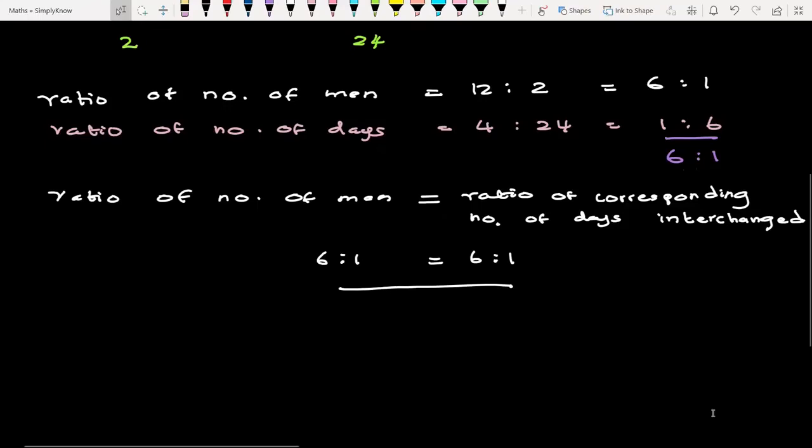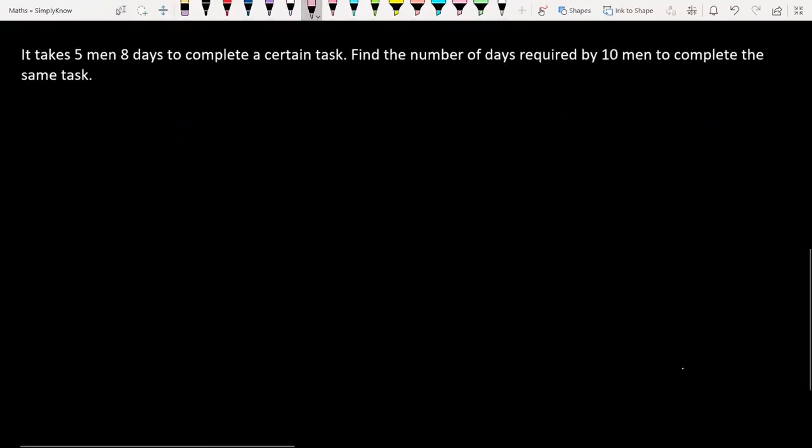So using this knowledge, shall we try to solve a problem? Let's say it takes 5 men 8 days to complete a certain task. And now we need to find the number of days required by 10 men to complete the same task. Now this is a problem on inverse proportions. Now let's try to write all the information given.